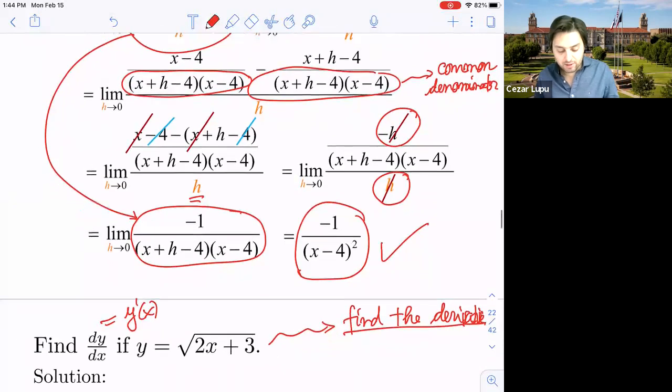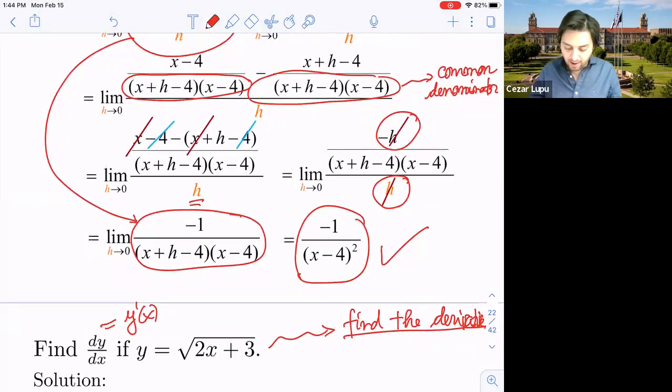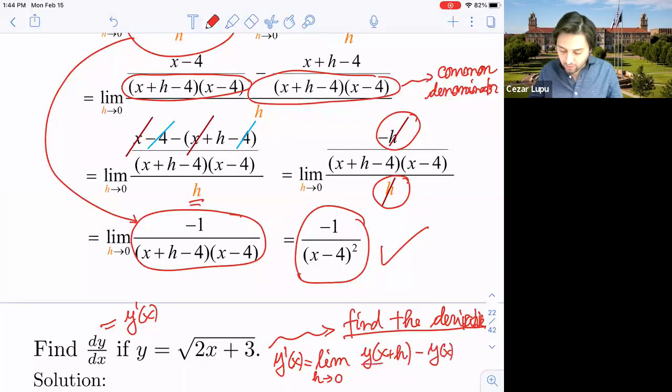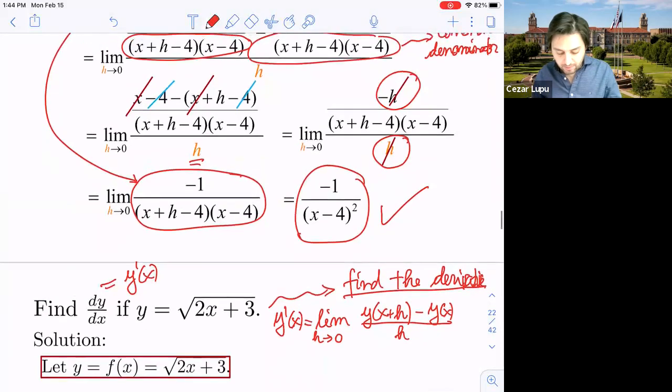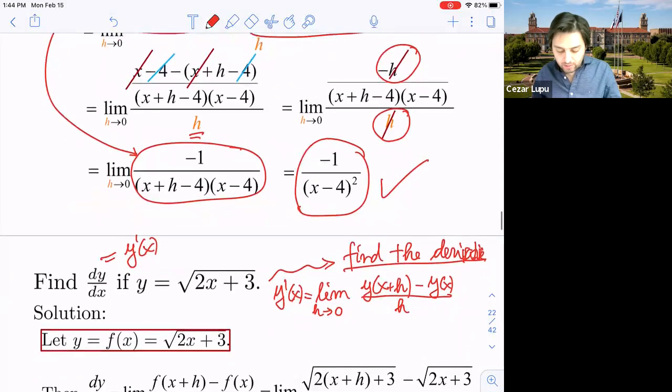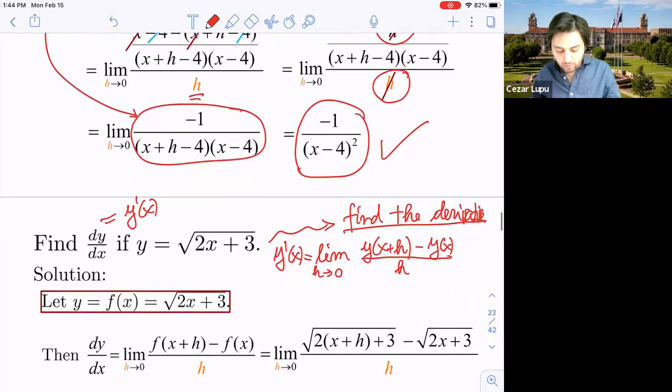So again, by just using the definition, you have to use the derivative, right? y prime of x will be nothing else than just the limit as h approaches 0 of y of x plus h minus y of x, everything over h. So again, we need to work on the top. We need to see who y of x plus h is.